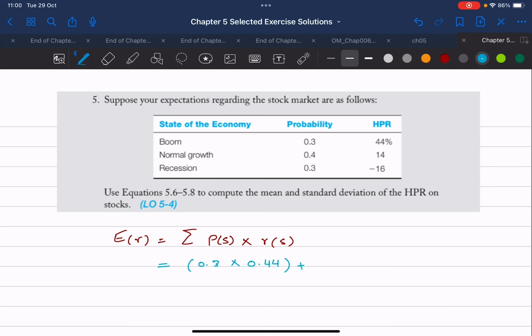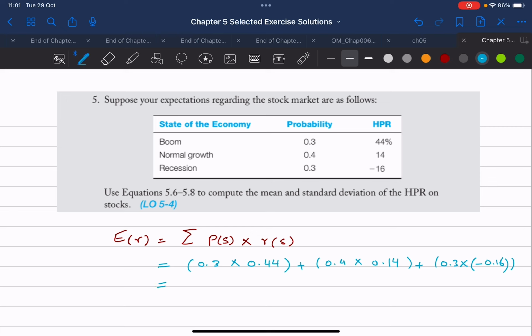And then we close the brackets, we add the second scenario, and that is going to be 0.4 multiplied by 0.14. So a 40% chance of achieving a 14% return. Then we add the third scenario, 0.3 multiplied by minus 0.16.